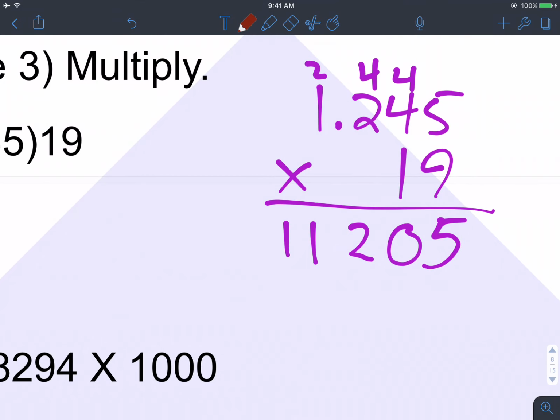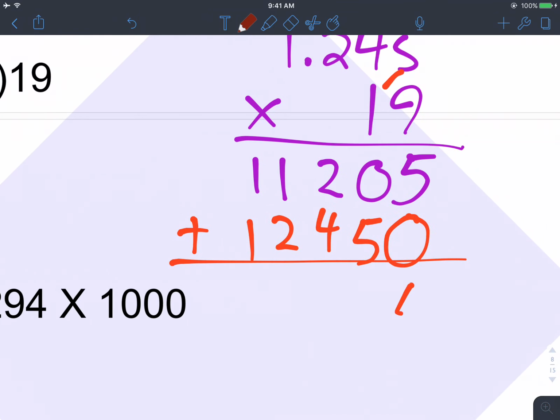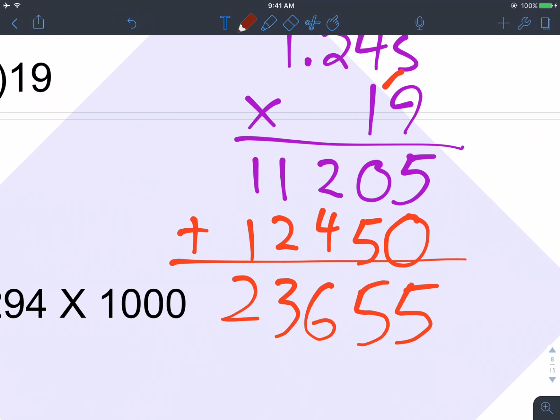Now move to the 1. So I put a 0 for the placeholder, and now 1 times 5, 1 times 4, that's pretty simple because it'll just be the same number. And then I have to add that. 5, 5, 6, 3, 2.